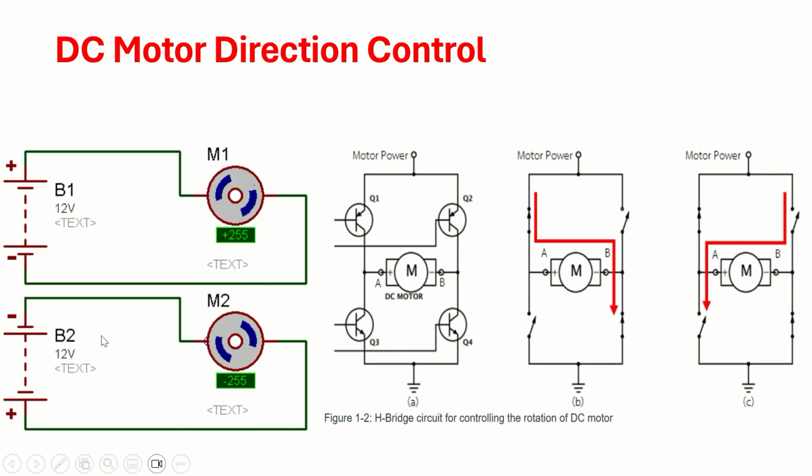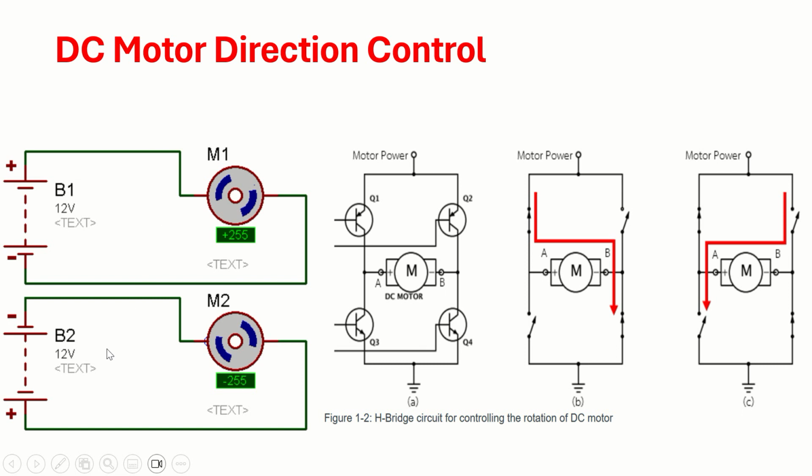So let us look at how to change the direction of the motor. If you connect the positive terminal to the positive terminal of the motor, and the negative terminal to the negative terminal of the motor, then the current will flow, let's say, from positive to negative in this direction. The motor also will rotate, let's say, in clockwise direction.